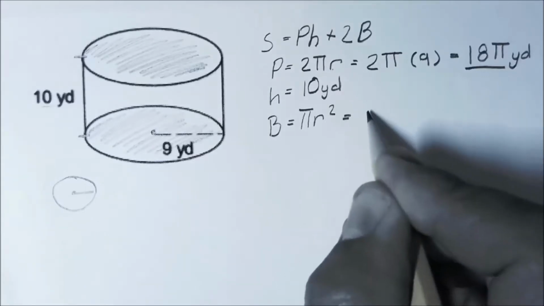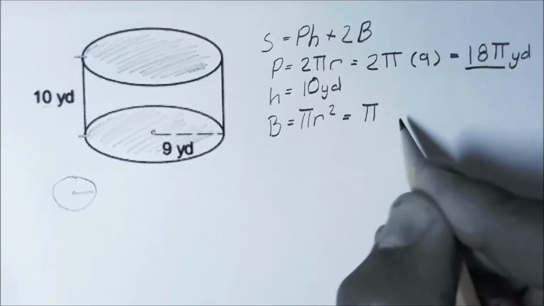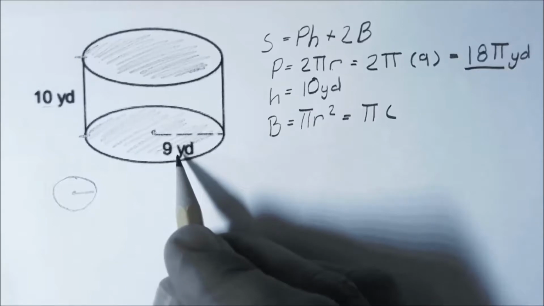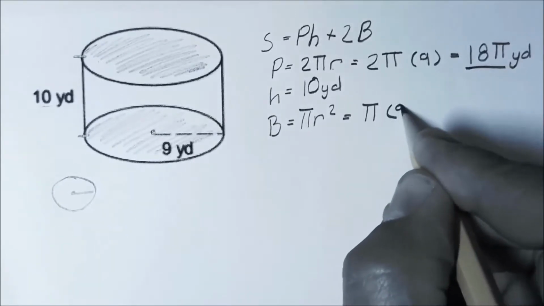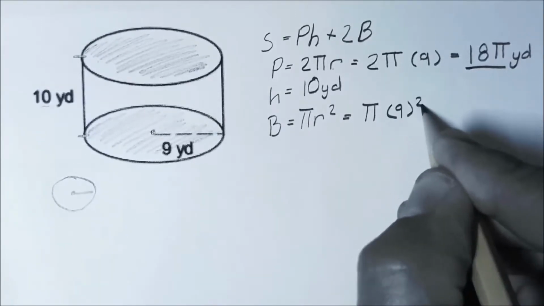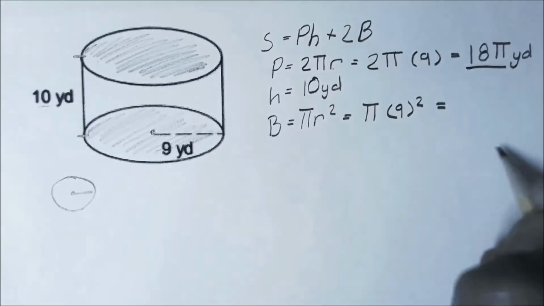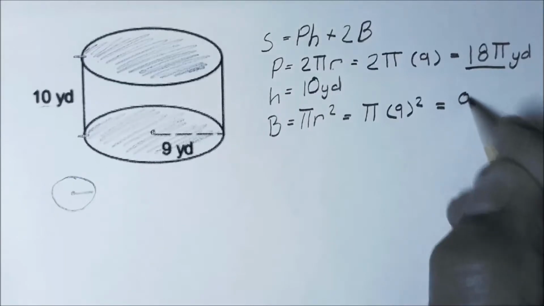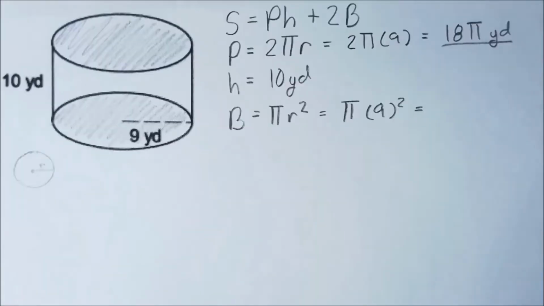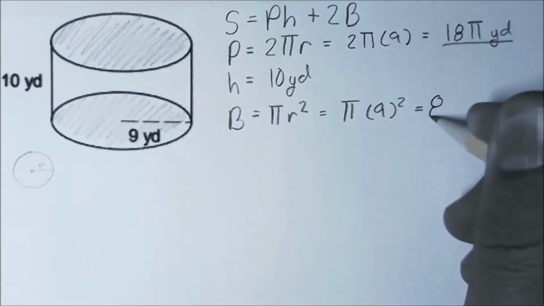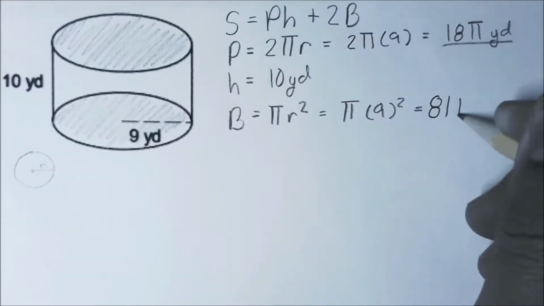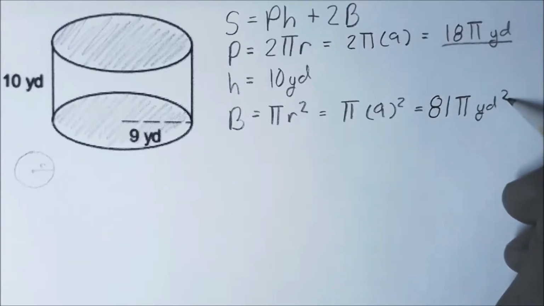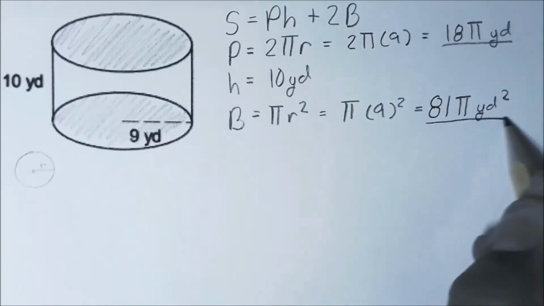So if we go ahead and plug in our numbers, we can write pi times r. And now remember, for r, I'm going to plug in my number, which is 9. So pi times 9 squared. And that's going to give me the area of my base. So 9 squared is 9 times 9, which is 81. So that gives us 81 pi yards squared.